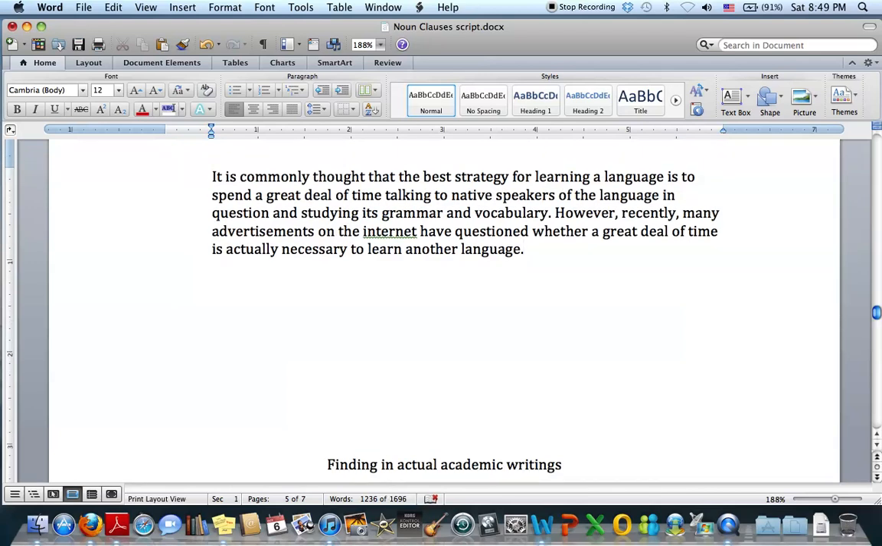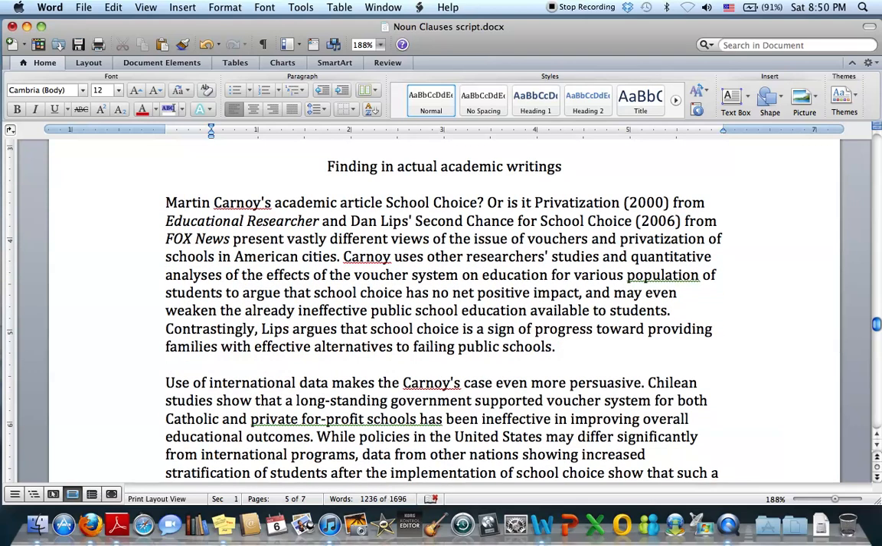Now, I'm going to show you something. These are two paragraphs that were taken from an actual paper that was turned in at the University of Michigan. This comes from the Michigan Corpus website. So these are two actual paragraphs written by a native speaker of English on a paper that got a passing grade in class. What I want you to do is take a look here.